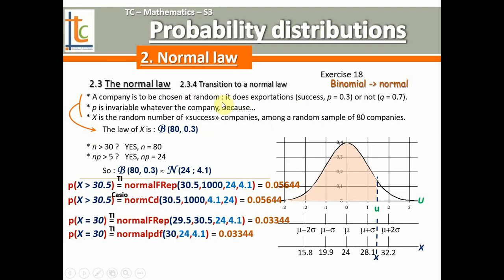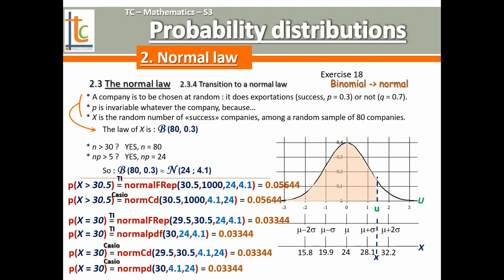So everything has to be taken into account at the same time, and that is the difficulty in this part of the chapter. Don't forget any point, otherwise you will make a mistake and get a wrong result. On Casio it will be exactly the same. The corresponding functions are NormCD for an interval and NormPD for a value.